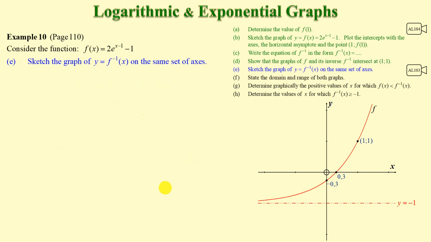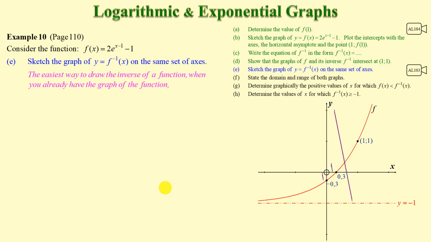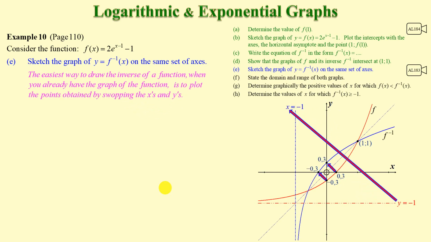Now we have to sketch the graph of f minus 1 of x. The easiest way to draw the inverse of a function when you already have the graph of the function is to use that symmetry about the line y equals x. It is plotted by swapping the x's and y's.